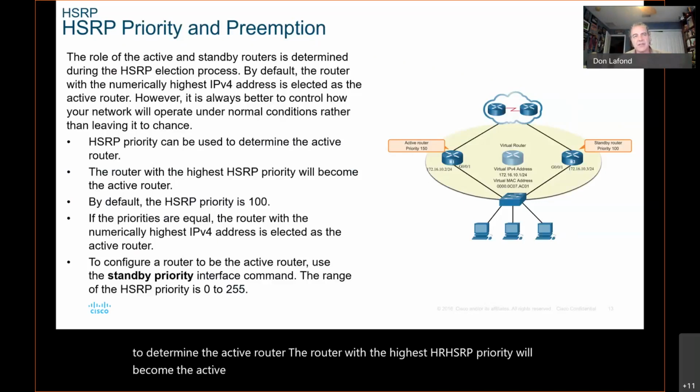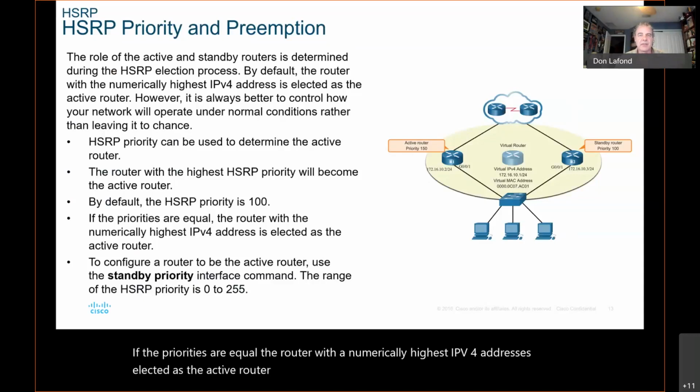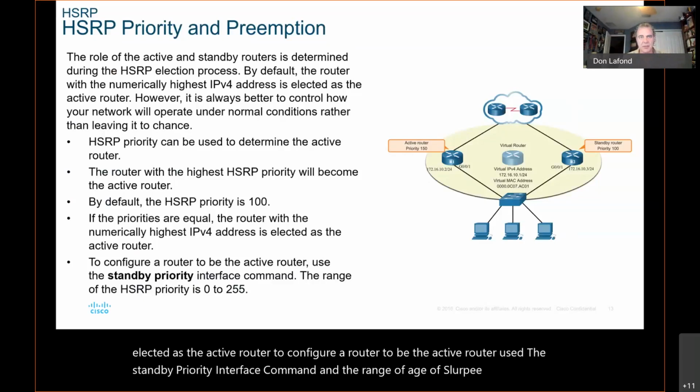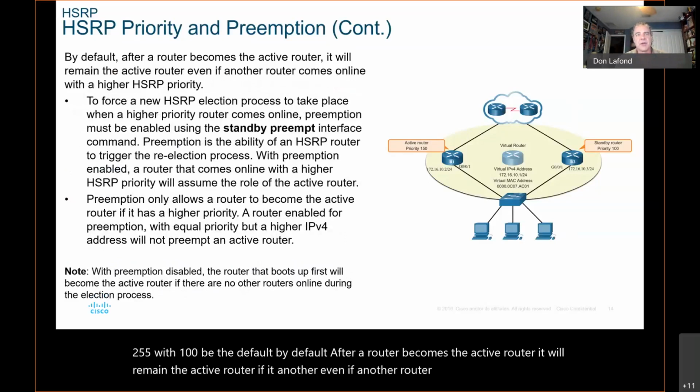By default, the HSRP priority is 100. If the priorities are equal, the router with the numerically highest IPv4 address is elected as the active router. To configure a router to be the active router, use the standby priority interface command, and the range of HSRP priority is 0 to 255, with 100 being the default. By default, after a router becomes the active router, it will remain the active router even if another router comes online with a higher HSRP priority.